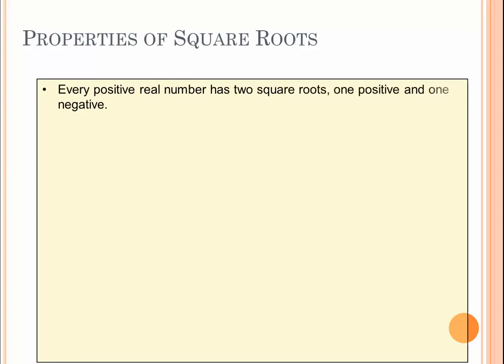Properties of square roots. Every positive real number has two square roots, one positive and one negative. The square root of 0 is 0. In mathematical symbols, the square root of 0 equals 0.